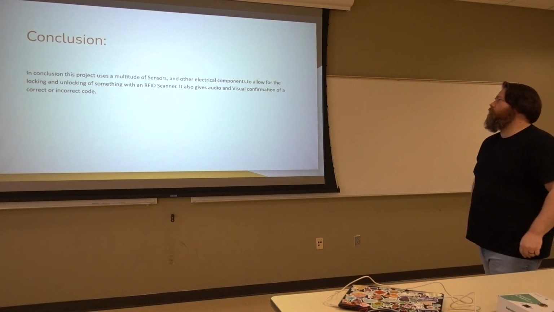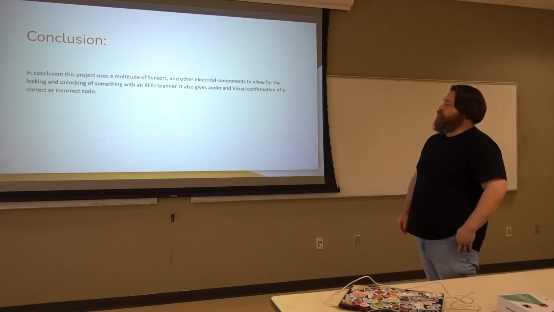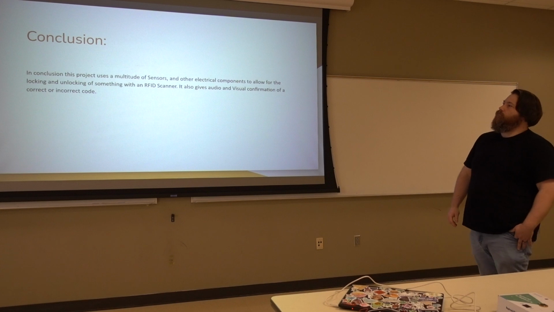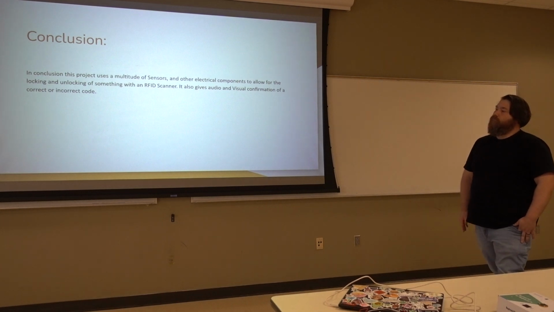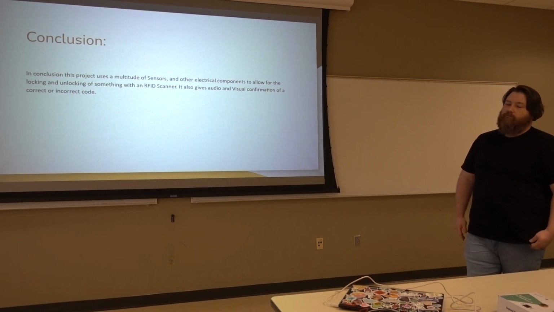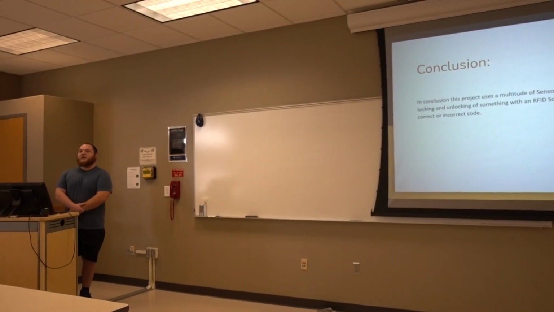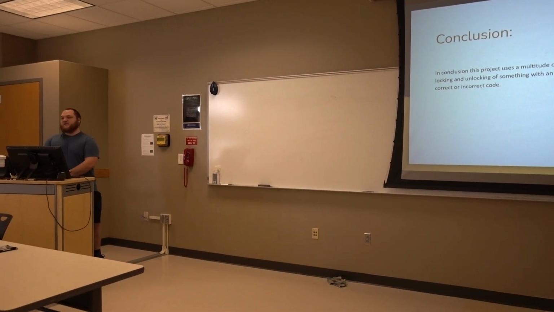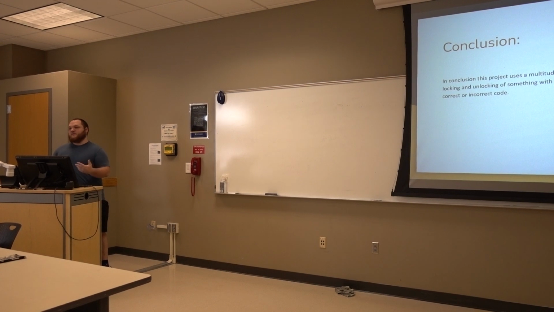So in conclusion, our project uses multitudes of sensors and other electrical components to show what two-factor authentication could look like. This is obviously for a locking mechanism, like a door. But this could also be used for different situations that just require an on-off for a start button.